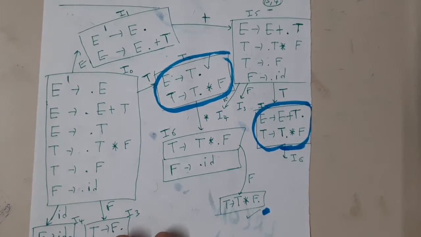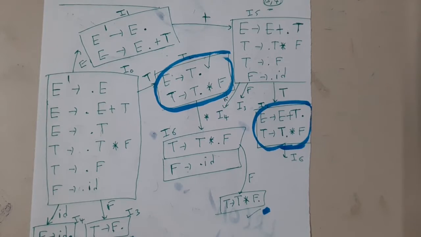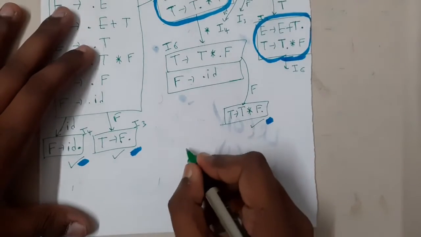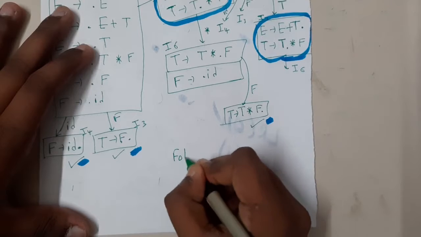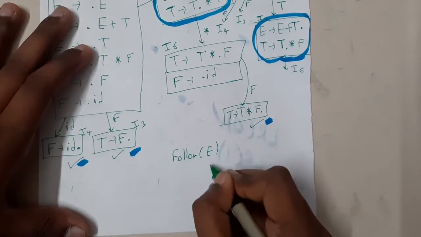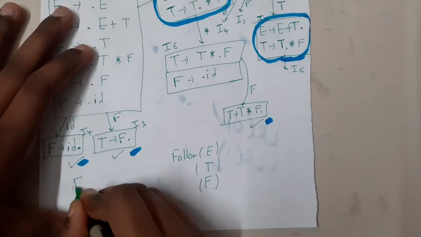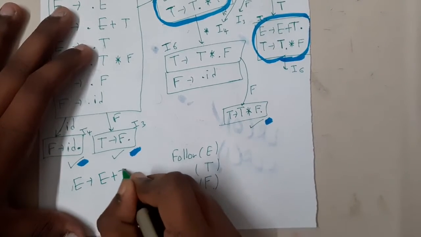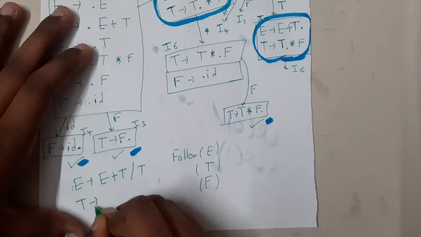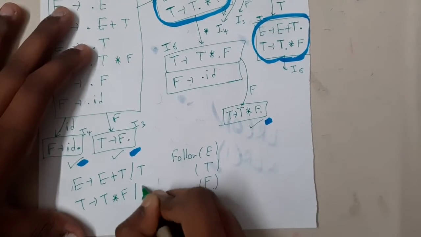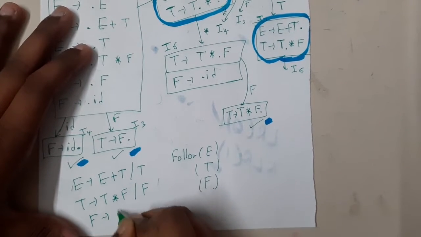Yes. So anyway, for easy understanding, let us solve this question. Okay, yes. So what is the follow of E, follow of T, follow of F, guys? So let us solve. Let me write down the grammar here so that you will get a clear idea. E implies E plus T slash T, T implies T star F slash F, F implies ID.